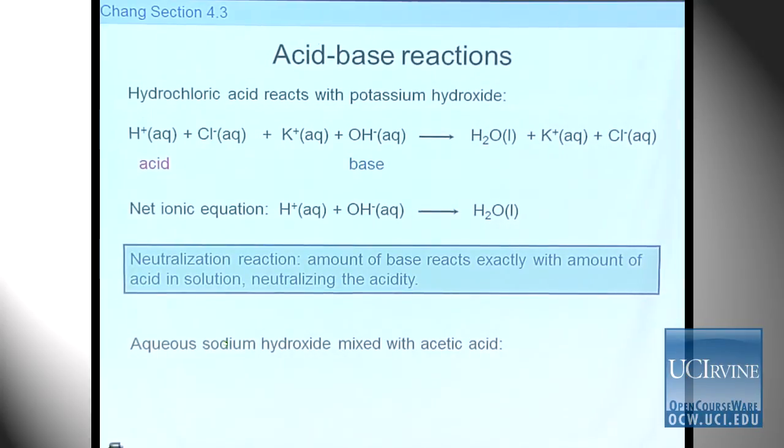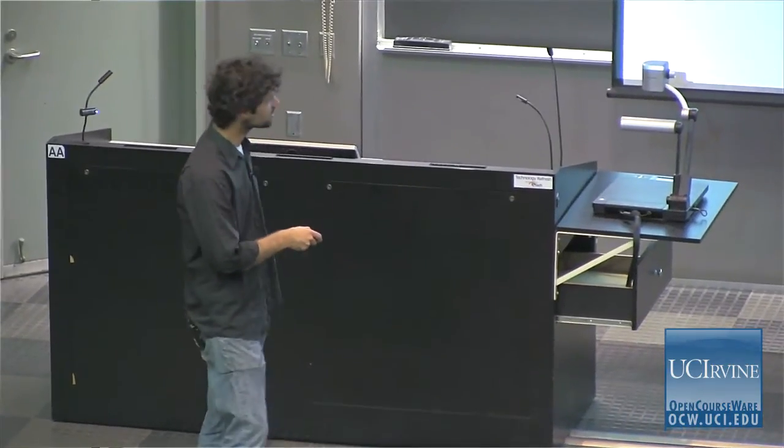Here's one. Aqueous sodium hydroxide is reacting with acetic acid. Now acetic acid is not a strong acid. This one is, right? This one is not. So here it is. This is the complete ionic equation again. Sodium ions, hydroxide ions, that is sodium hydroxide. This is acetic acid. Acetic acid is actually a compound where H is attached. This is a molecule that's dissolved in solution. So this aqueous means that it's in solution. Doesn't necessarily mean that it is split already.